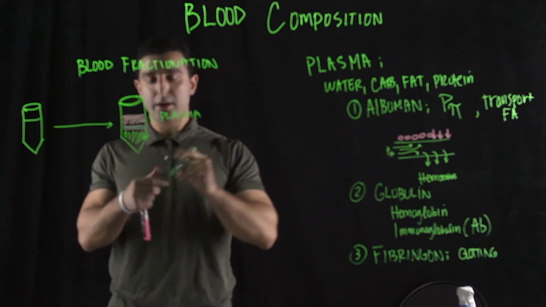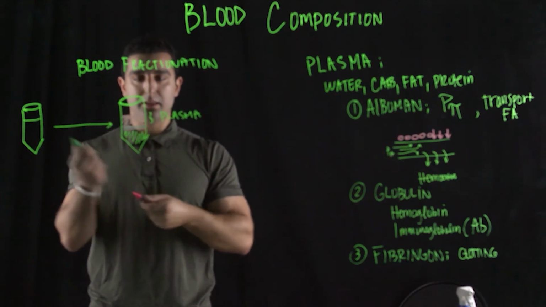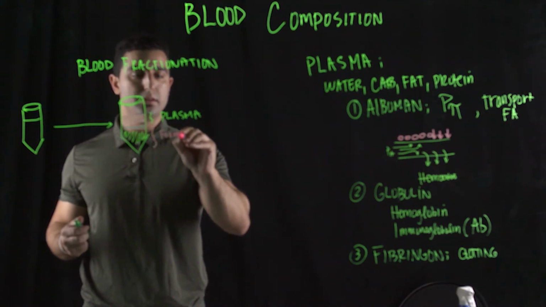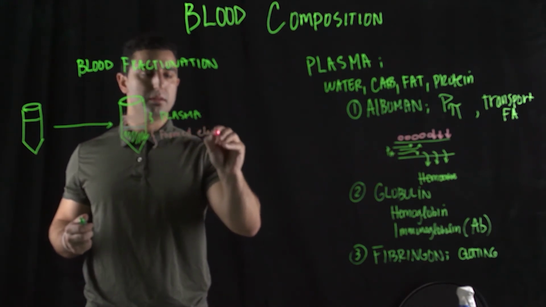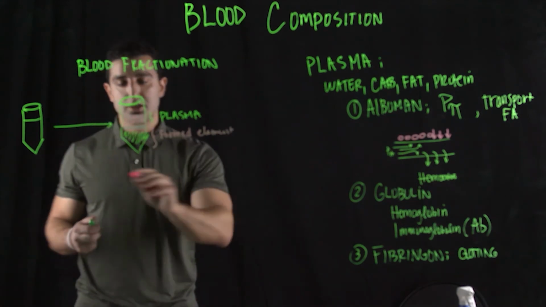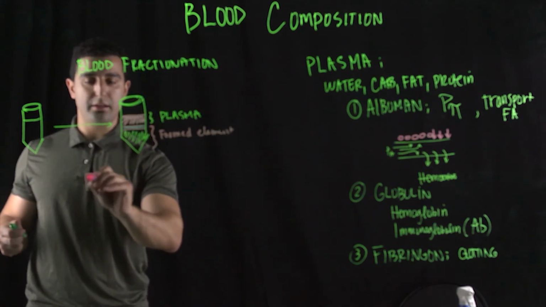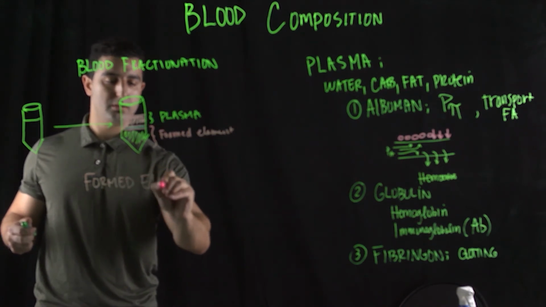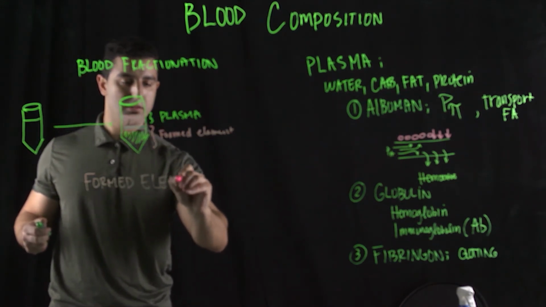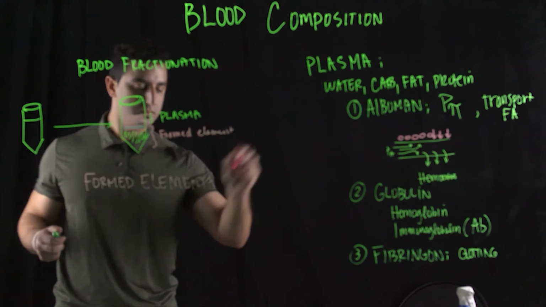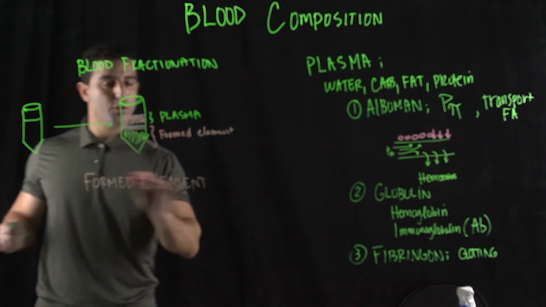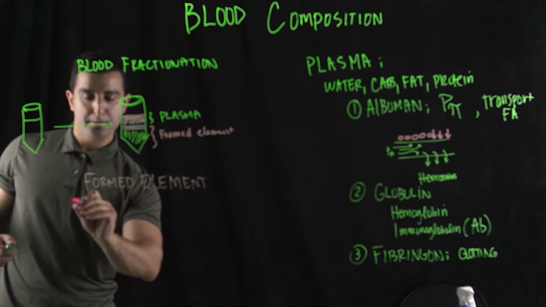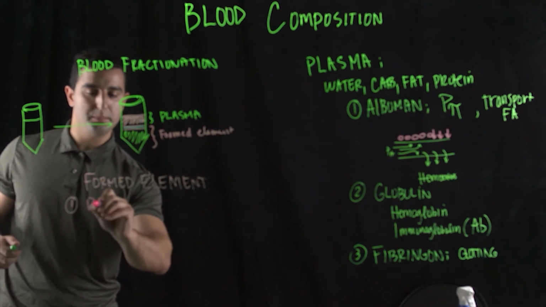Now we're going to look at this other layer here at the bottom. This is called the formed element section. In the formed element section, you have two specific layers. The first layer is called the Buffy coat.